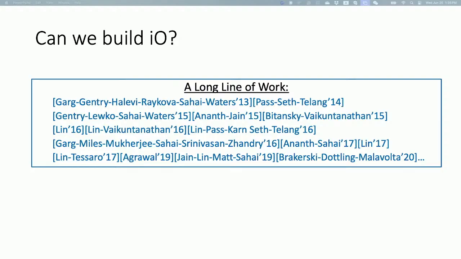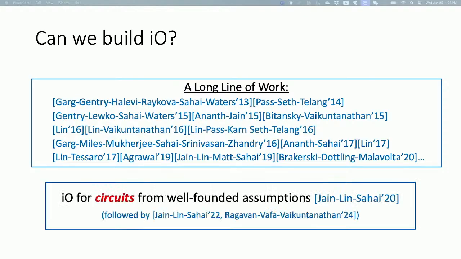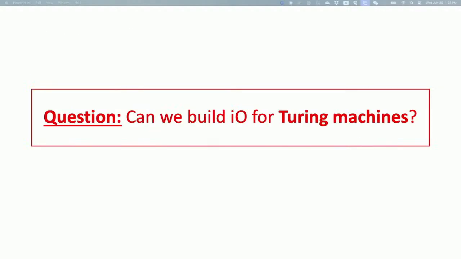So can we build this very powerful primitive? Previously, there is a long line of work that tries to construct iO from good assumptions. And this culminates in the breakthrough work by Jain, Lin and Sahai, which built iO for circuits from well-founded assumptions. So in this work, we asked the following question. Can we build iO for Turing machines?